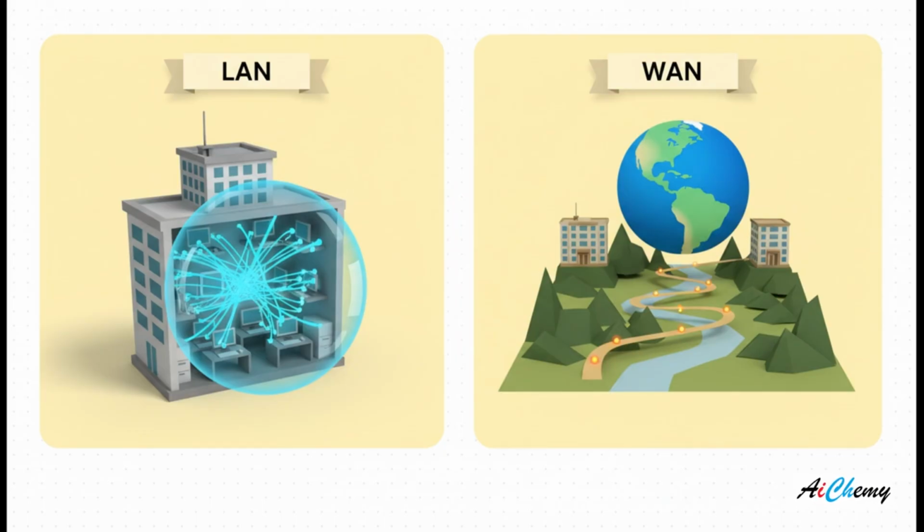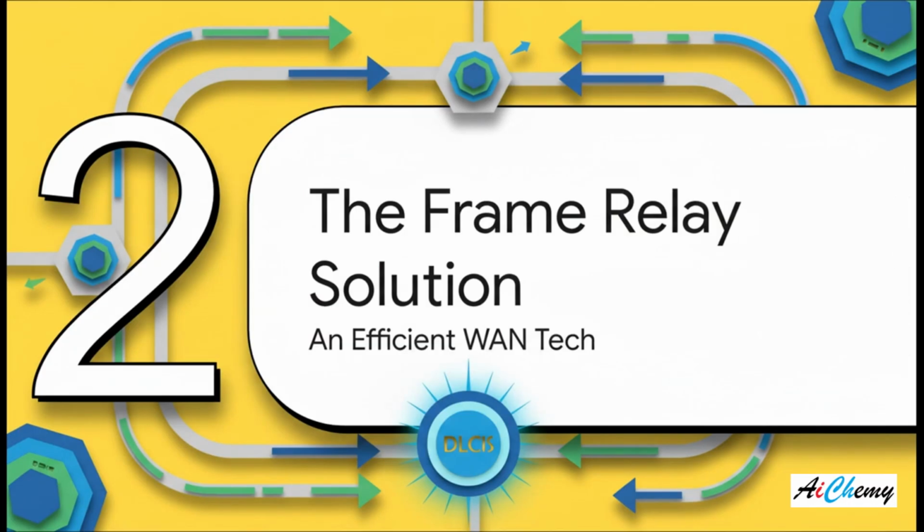It's super fast, it's cheap because the distances are tiny. But connecting between cities or even countries, that needs a wide area network, a WAN. And these are just naturally slower and way more expensive to build. So the real challenge has always been, how do we make them as efficient as possible? So, how do you do that?